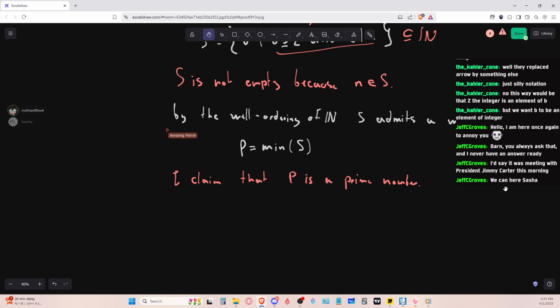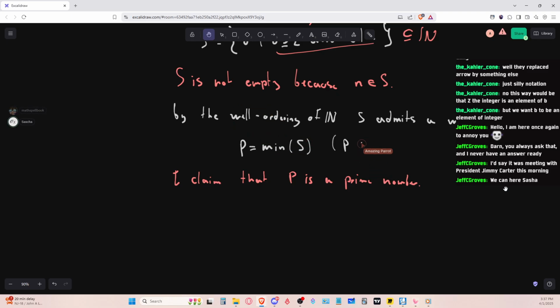So P is a prime number. That's what I'm claiming, so now we have to show the claim. Here it is probably easier to use the minimum assumption. Okay, so we know that p is the smallest number that divides n. So I would just maybe write it down.